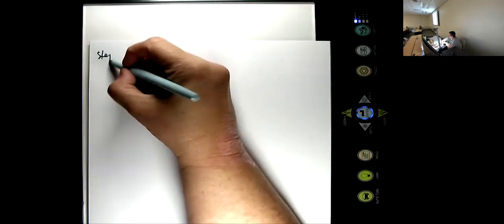Okay, so that was just step one, finding the asymptotes. Step two: find your intercepts.